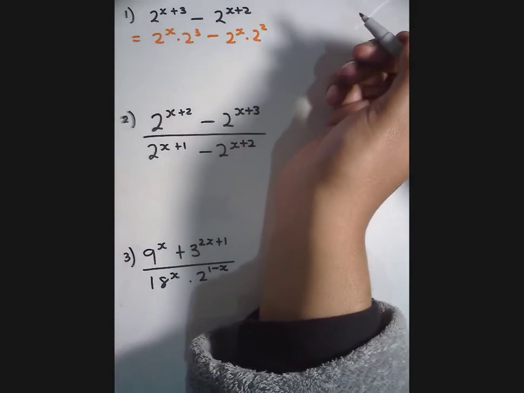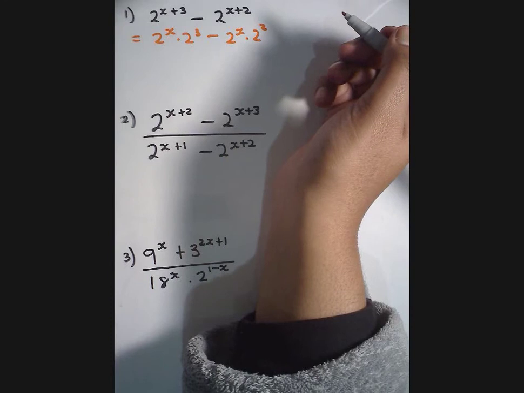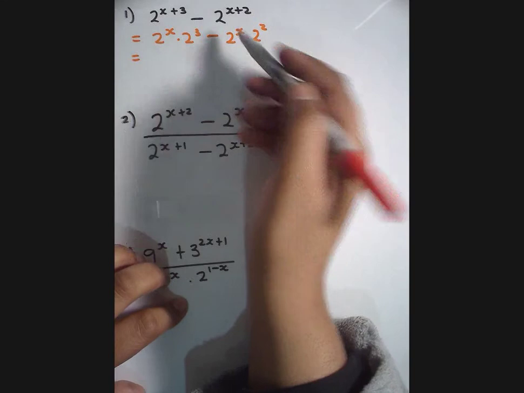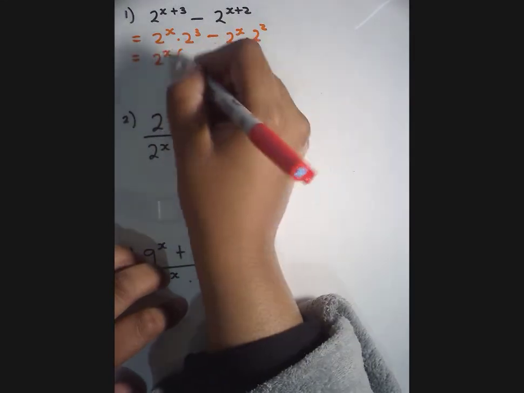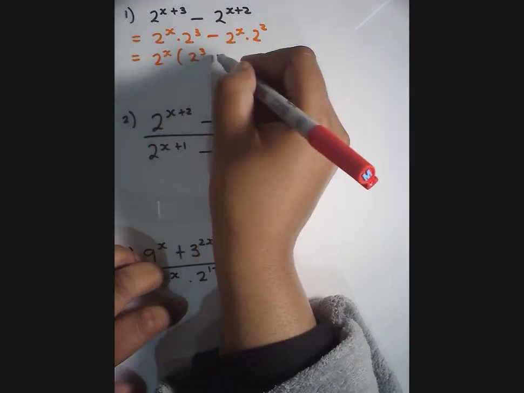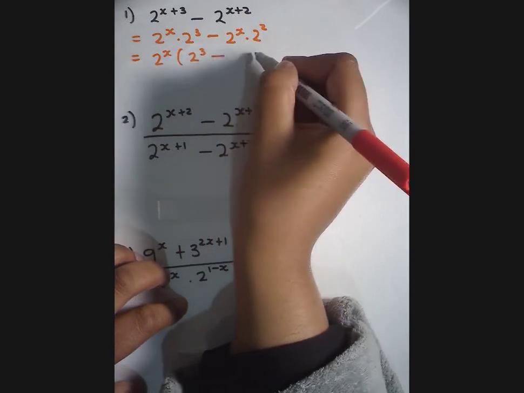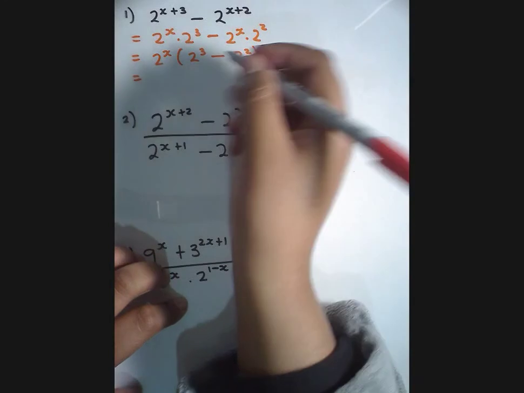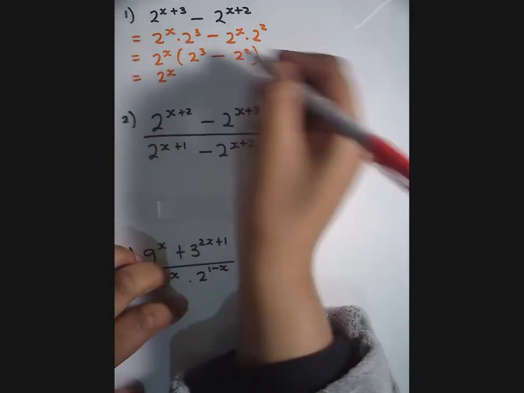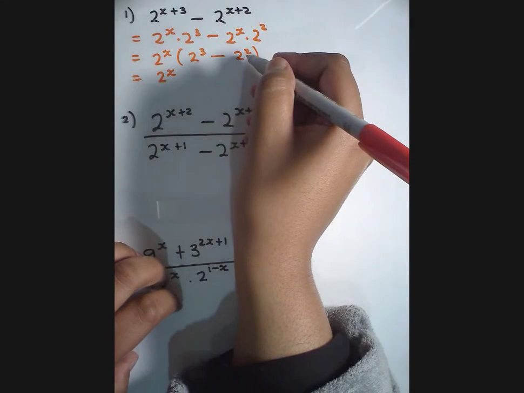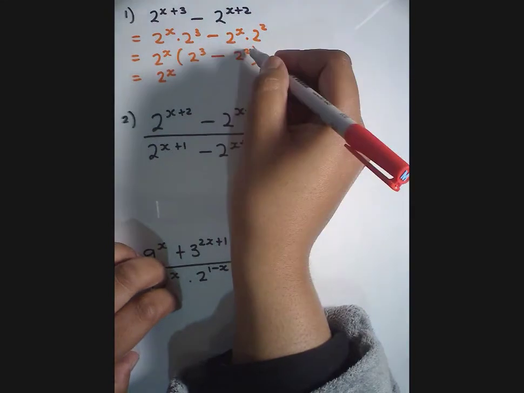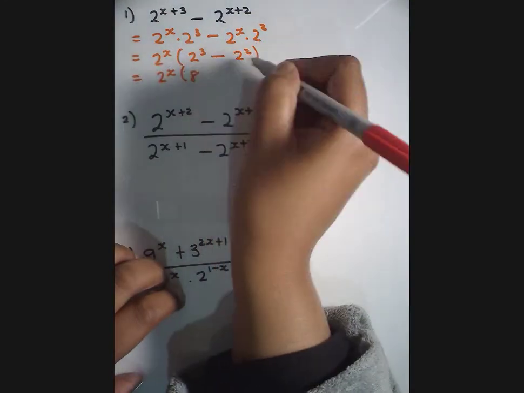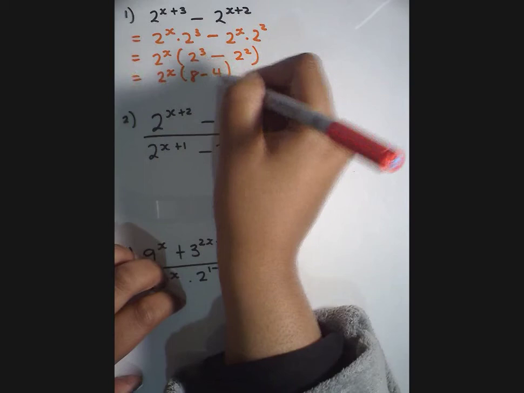Then step number 4, take out the highest common factor or factorize the expression. So 2 to the power of x is common on both sides. So 2 to the power of x, open brackets, 2 to the power of 3 divided by 2 to the power of x leaves 2 to the power of 3 on this side, and you're left with 2 to the power of 2 on that side. Here it's subtraction. So when you're subtracting here, don't just say 3 minus 2 is 1. No, you can't do that. 2 to the power of 3 is 8. 2 to the power of 2 is 4. So it's not going to be 2 as my answer.